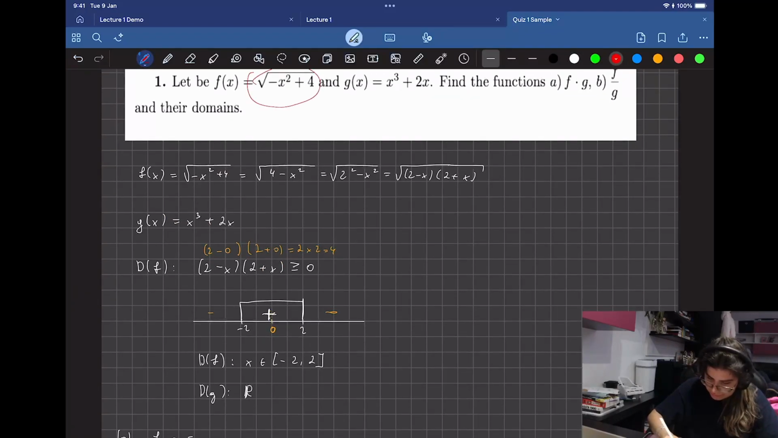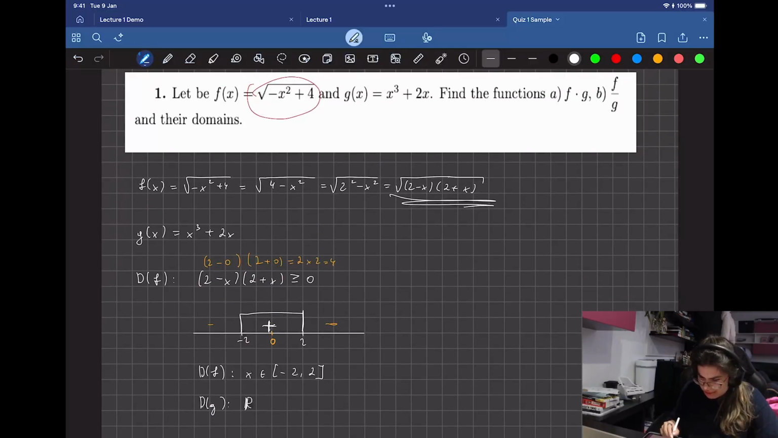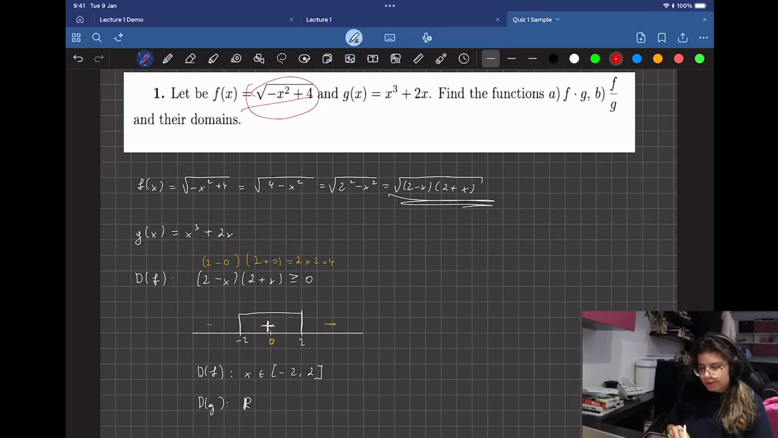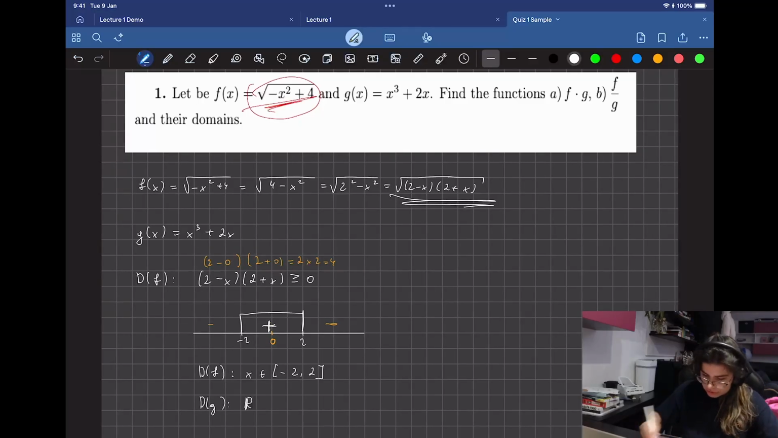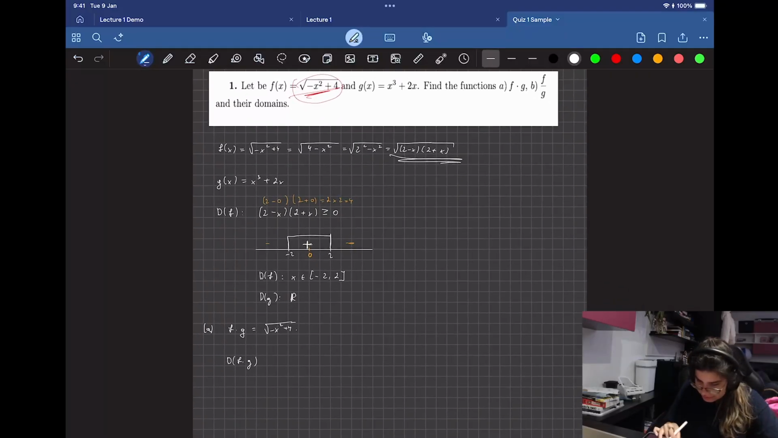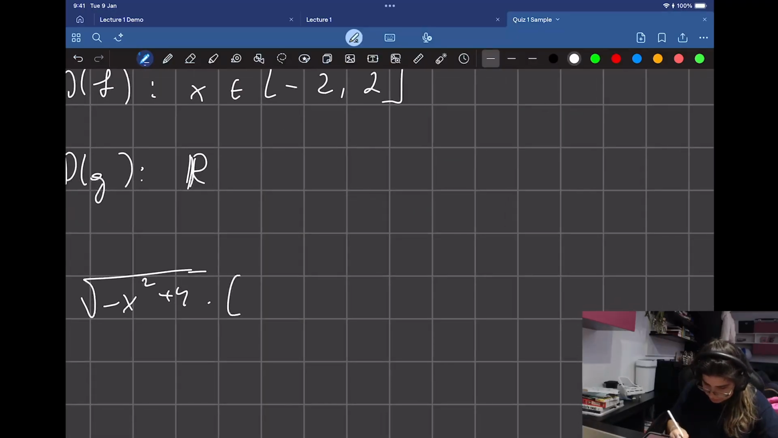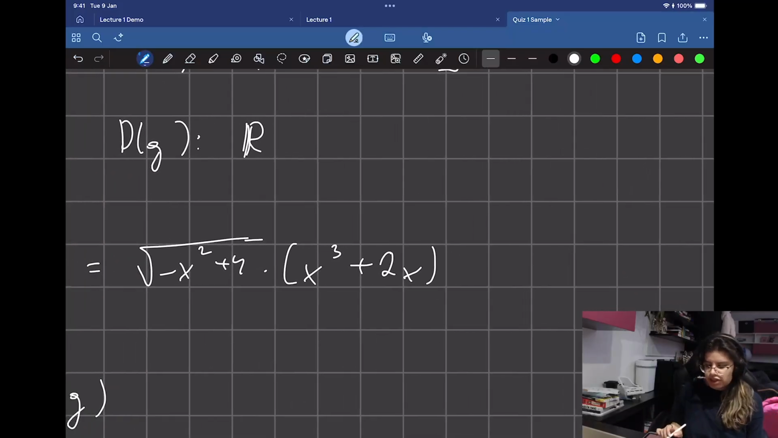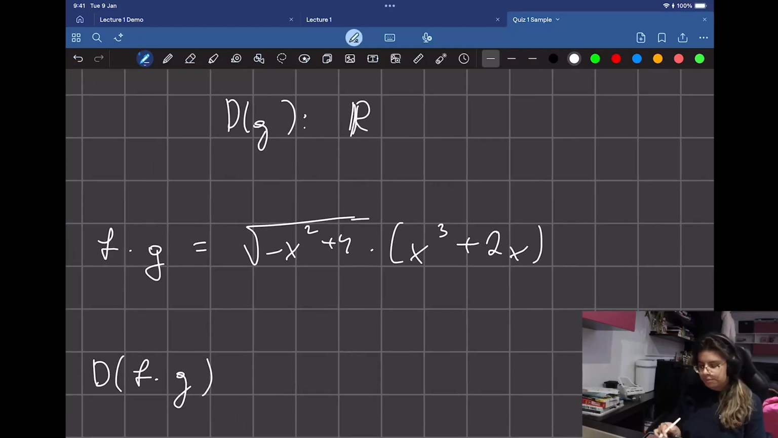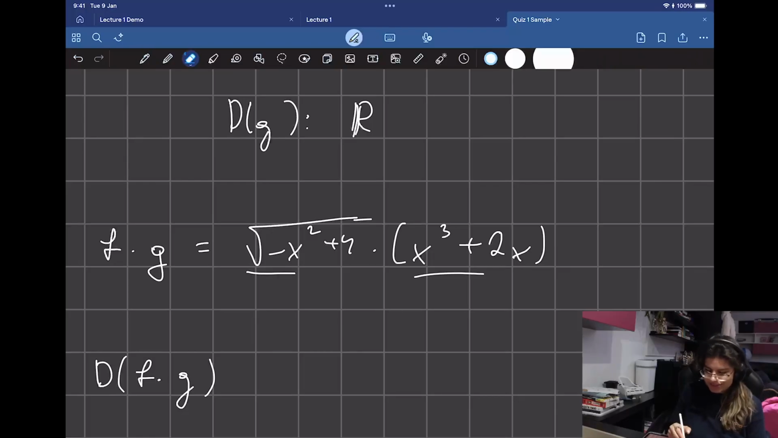So that's your f, right? I'll just use the simplified version that I had here, but it doesn't really matter. You can use whichever one you prefer. I could even use the original version. Square root of minus x squared plus 4 times, and then I plug in the other function, which is x cubed plus 2x. Use nice parentheses, of course. And that's pretty much it. In some cases, you will be able to simplify the product, but most of the time, you just write these 2 things next to one another and you're done with the product. So this is like easy points, right?